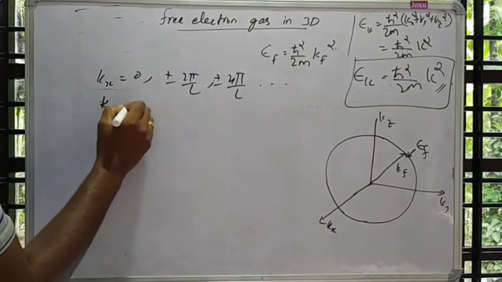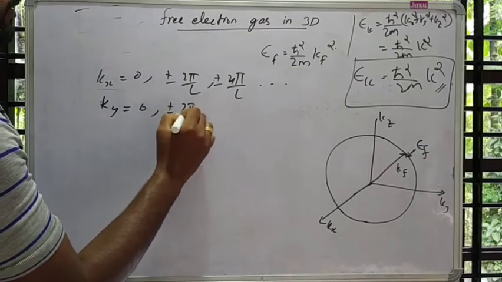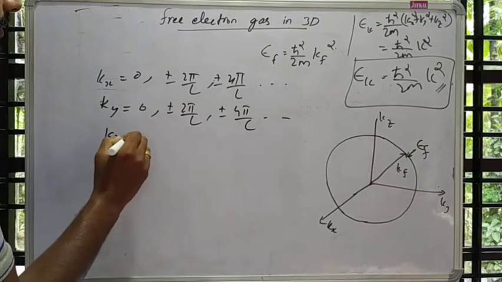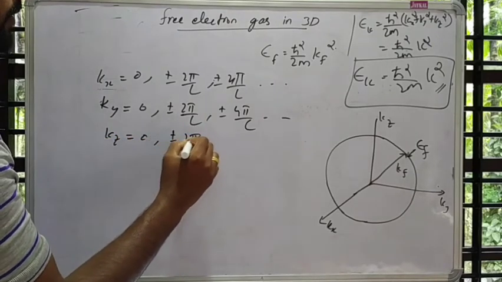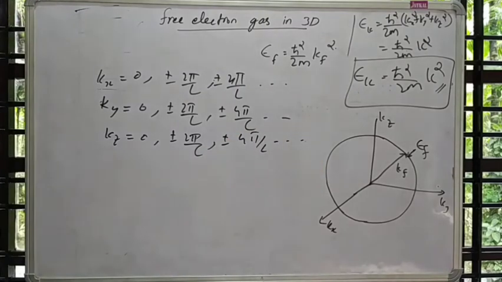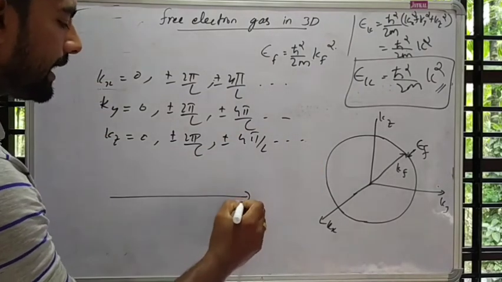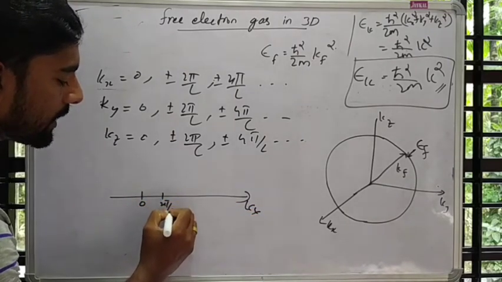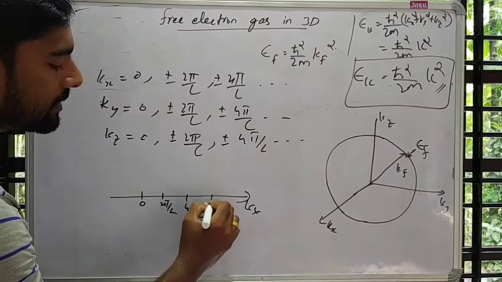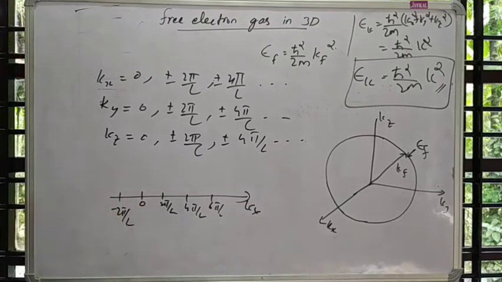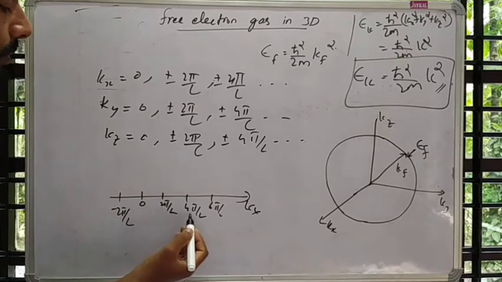And ky is equal to 0, plus or minus 2π/L, plus or minus 4π/L, etc., as well as kz is equal to 0, plus or minus 2π/L, plus or minus 4π/L, etc. Okay. And if we take the kx axis, we get the values 0, 2π/L, 4π/L, 6π/L, etc., and on the left side minus 2π/L, minus 4π/L, etc. Okay, the difference between the values of kx is 2π/L.